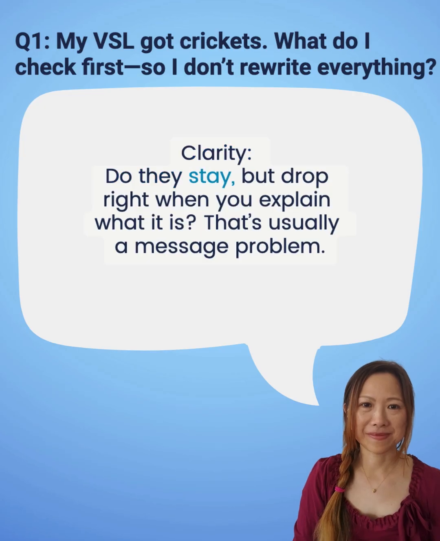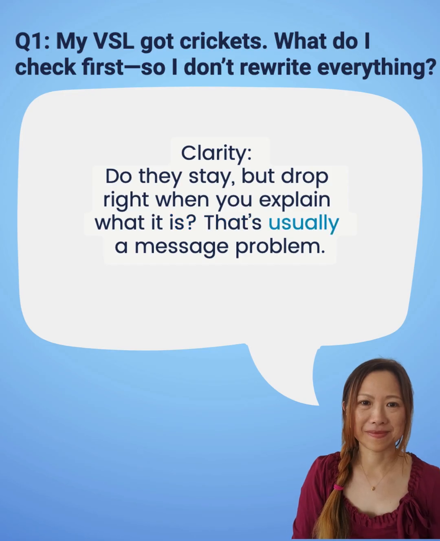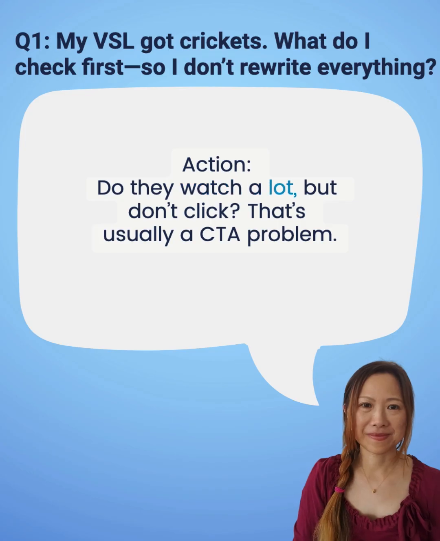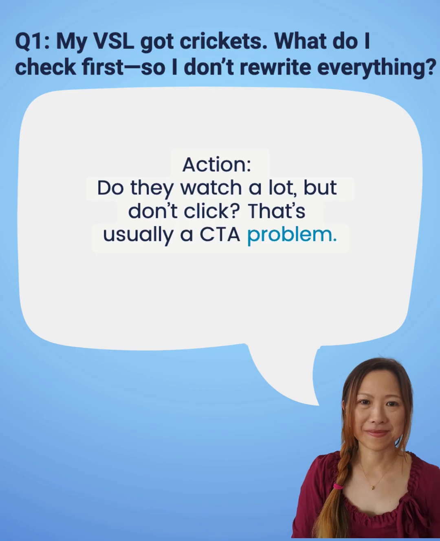Clarity. Do they stay but drop right when you explain what it is? That's usually a message problem. Action. Do they watch a lot but don't click? That's usually a CTA problem.